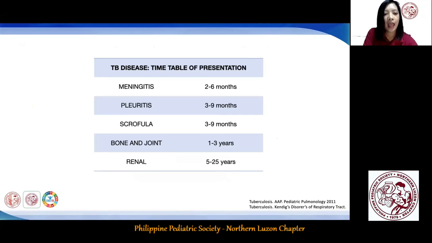So, lastly, let me just show you the approximate timetable for the progression of tuberculosis in the young. Okay, so usually TB meningitis may ensue 2 to 6 months after TB infection. Your pleuritis may come after 3 to 9 months. Your scrofuloderma after 3 to 9 months, or even up to 12 months, and then involvement of the bones and joints may occur after 1 to 3 years, and then renal TB after 5 to 25 years.